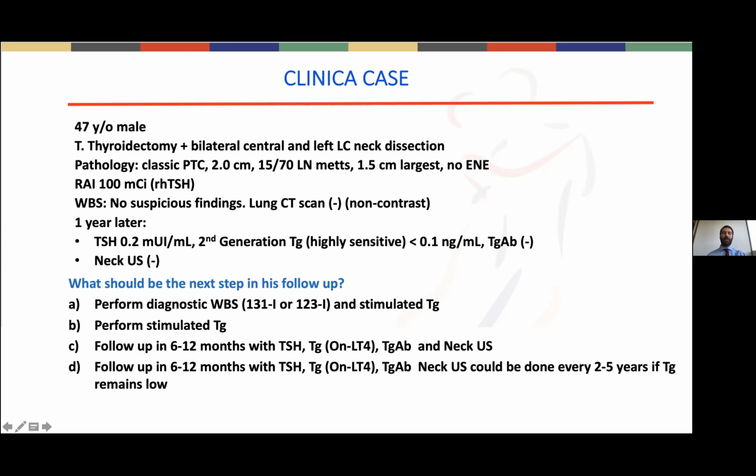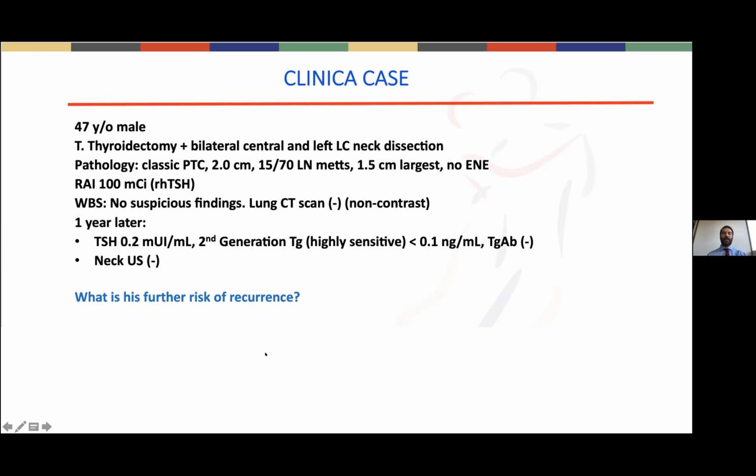A, we should perform a diagnostic whole body scan and a stimulated thyroglobulin. B, we should perform only a stimulated thyroglobulin. C, we should follow this patient at 6 to 12 months with TSH, thyroglobulin using levothyroxine, that means non-stimulated thyroglobulin, antibodies and neck ultrasound. And D, follow the patient at 6 to 12 months with the same biochemical assessment, but in this alternative, we could defer the neck ultrasound to every 2 to 5 years if the thyroglobulin remains low. So please answer which of the 4 alternatives you think is the right next step in the follow-up of this patient. We will discuss this case at the end of the presentation.